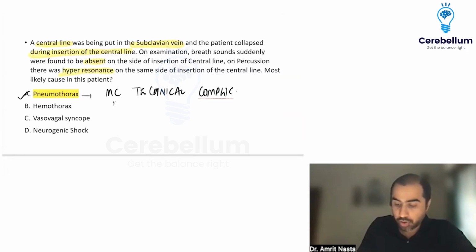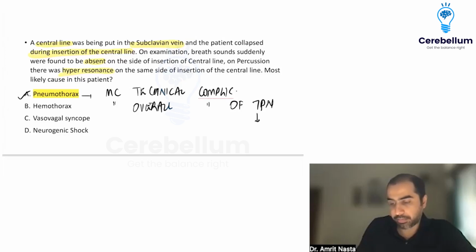What is the most common overall complication of TPN? We covered this in the TPN topic. It won't lead to neurogenic shock. It can lead to vasovagal syncope sometimes. It is catheter sepsis. Okay, that is the most common complication. Catheter line sepsis. Overall most common.